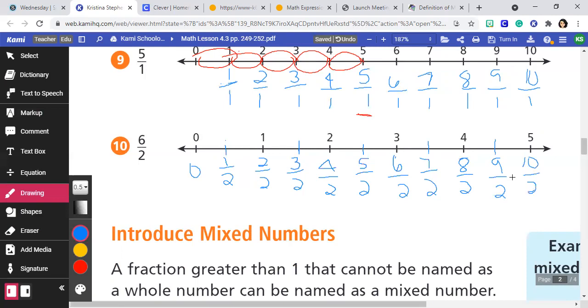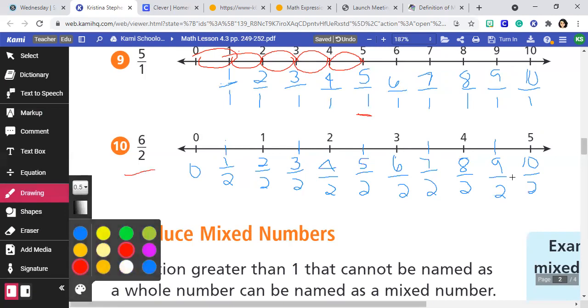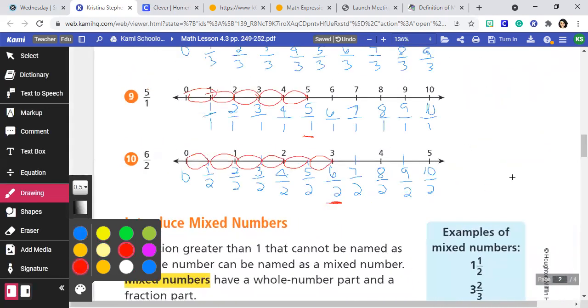Please don't forget that you can pause the video anytime and go back as you need to. My target number is 6/2, so I want to circle 6 of these equal sections, or 6 halves. So let's do it. 1 half, 2 halves, 3 halves, 4 halves, 5 halves, 6 halves. And there's our target number, 6 halves. Hopefully, so far, so good.